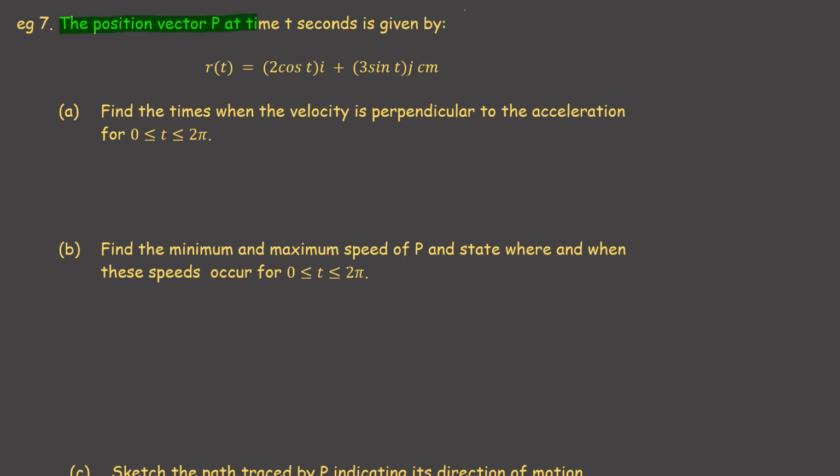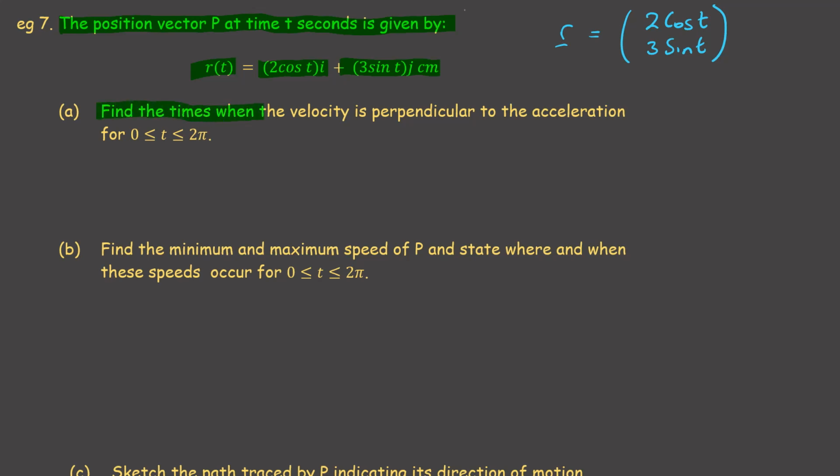The position vector p at time t seconds is given by r of t is 2 cos t i plus 3 sin t j, and this is in centimetres. I like column vectors, so I'm immediately going to go to (2 cos t, 3 sin t), which is an ellipse going around the origin. So what do we want to do?